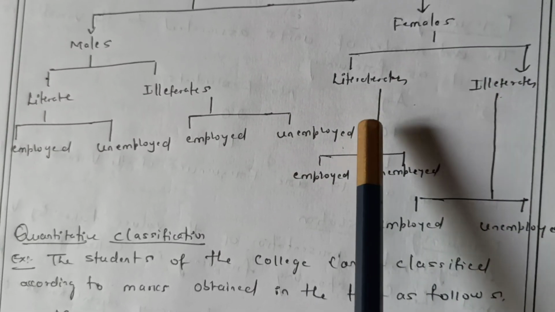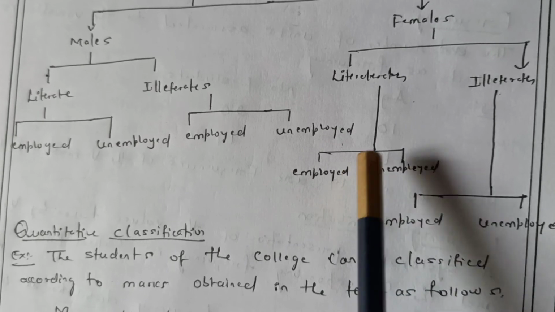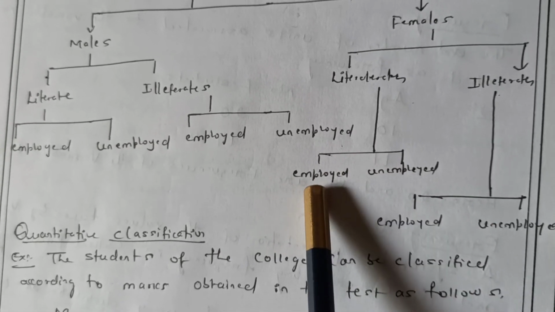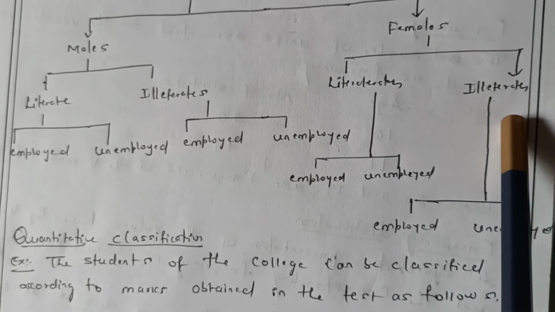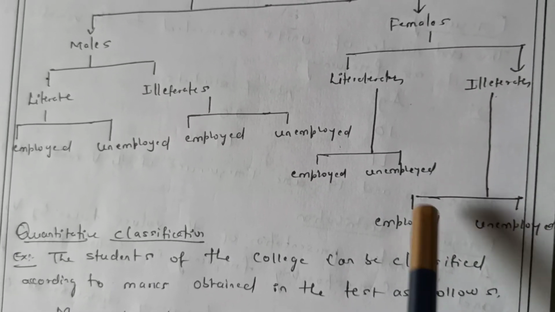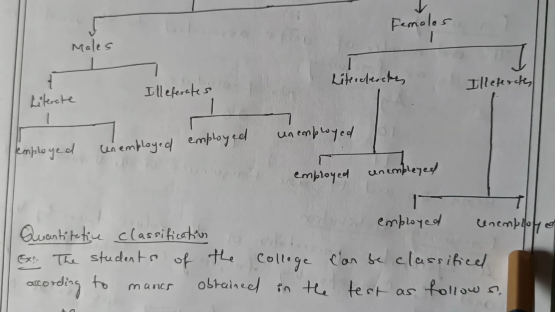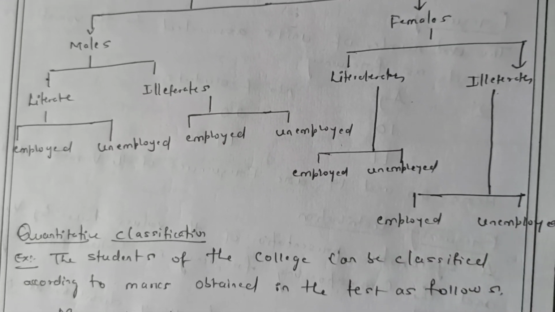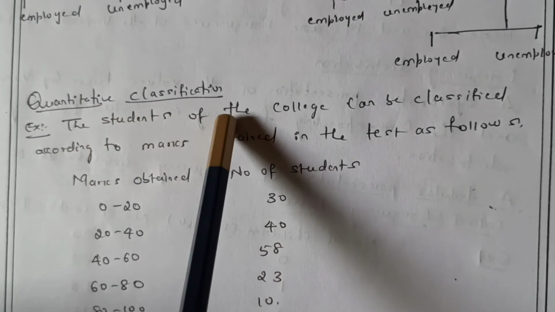Similarly in females also, you have illiterates, and in that again we have two bifurcations, that is employed and unemployed. And again in females you have literates, so again that has been bifurcated into two categories, employed and unemployed people.